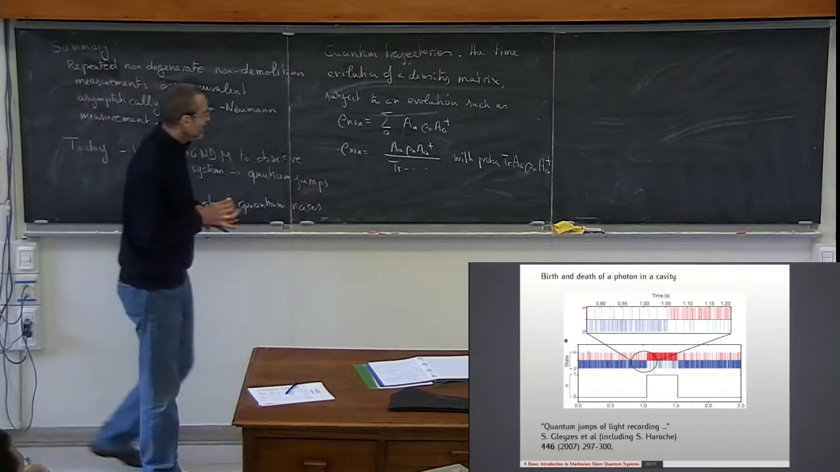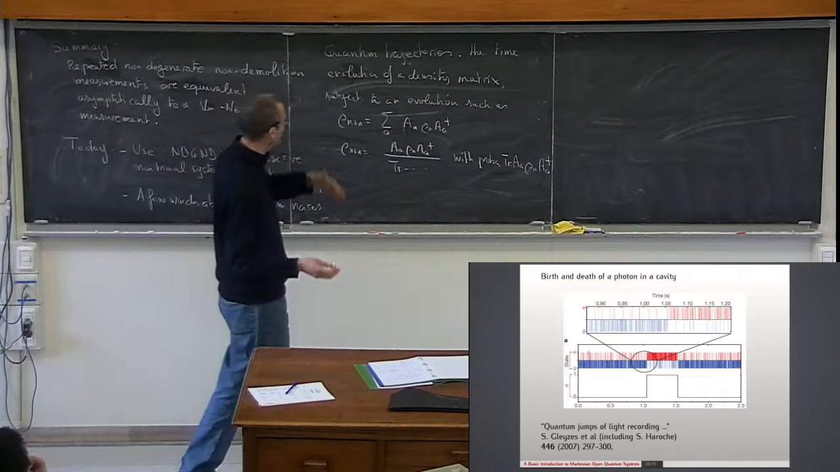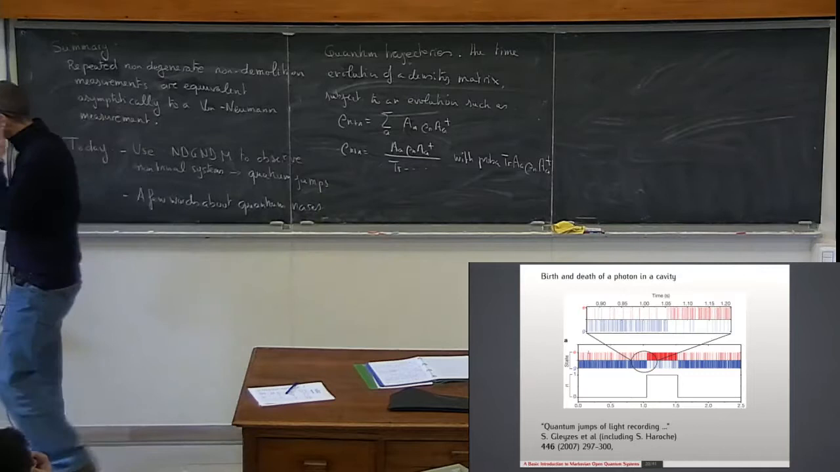And somehow this is some kind of classical object. I mean, it's at the same time quantum and classical. So you can plot the evolution of rho and call this a quantum trajectory. Quantum trajectories are not trajectories of particles, they are trajectories in the space of density matrices.